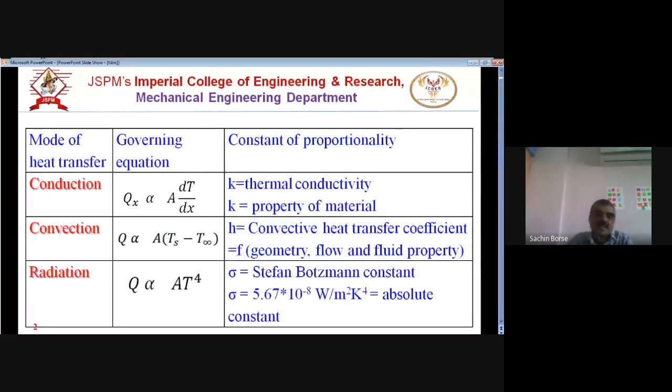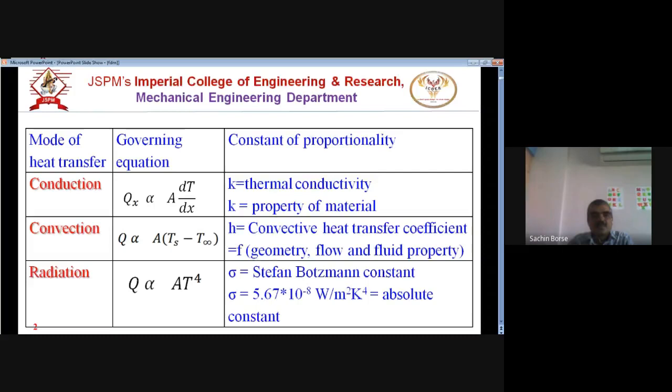So heat transfer is proportional to what? The area. The bigger the area, the more the heat transfer. And the temperature difference between the surface Ts and T infinity, where Ts is the surface temperature and T infinity is the surrounding temperature. So this is the law for convection, called Newton's law of cooling.